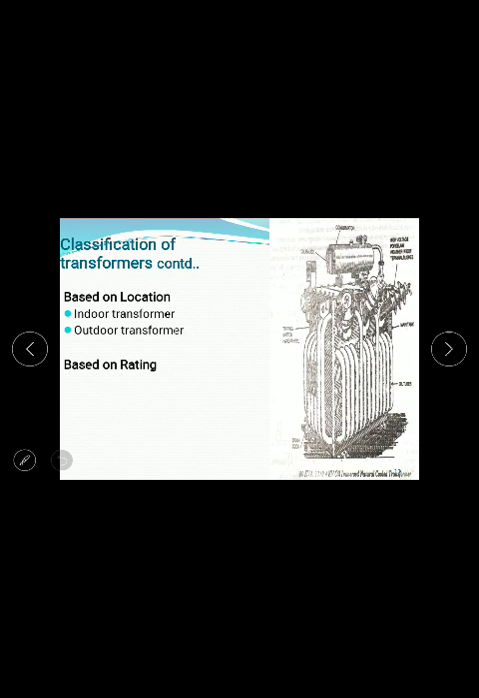Based on ratings: low rating transformer, which is at the distribution side, medium rating transformers, and high rating transformers.